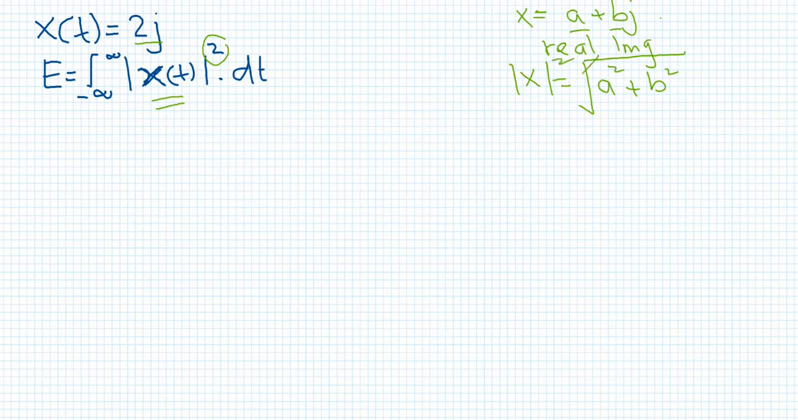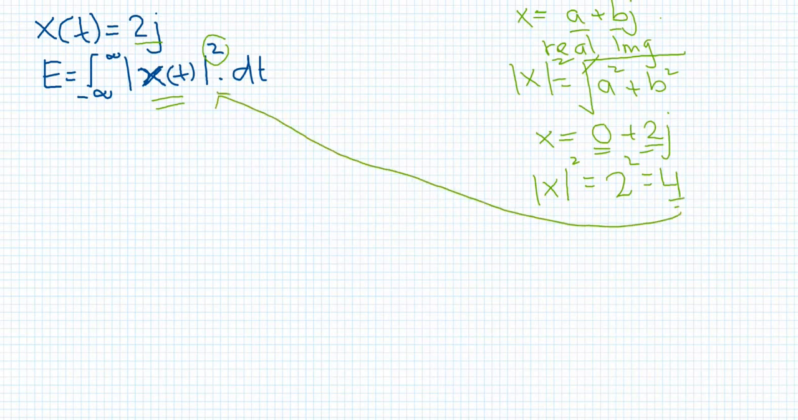Okay, so in our case, x is equal to 2j. So I can write it as 0 plus 2j here. It means my real part is 0 and the imaginary part is 2. So the magnitude square will be equal to my imaginary part square, which is 2 square, equal to 4. So I can substitute this directly here, and proceed. Now the things are very simple.